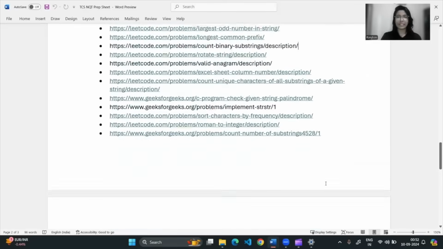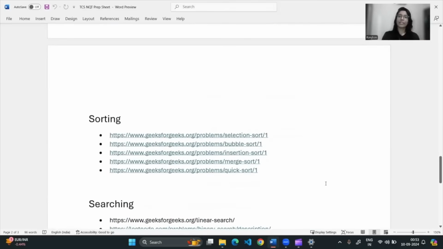Now let's move to the next section, that is sorting. These include questions like selection sort, bubble sort, insertion sort, merge sort, and quick sort. There was a question in 2024 where they gave an array containing numbers and you had to sort the array in place. So this was also a question asked in 2024.